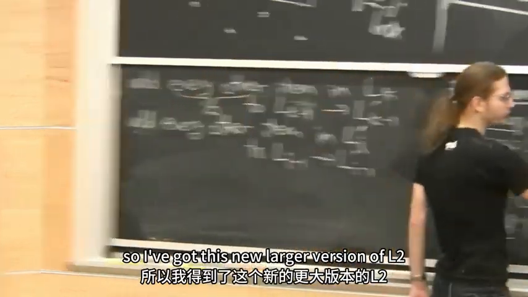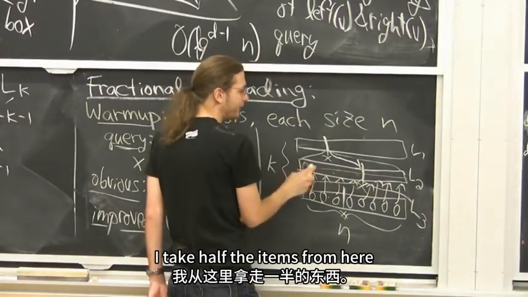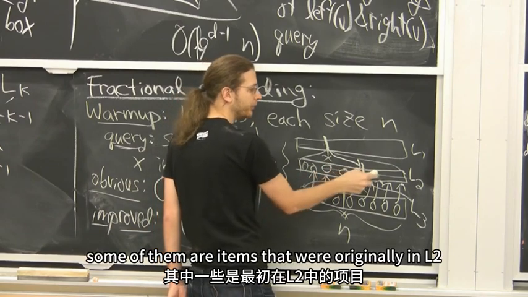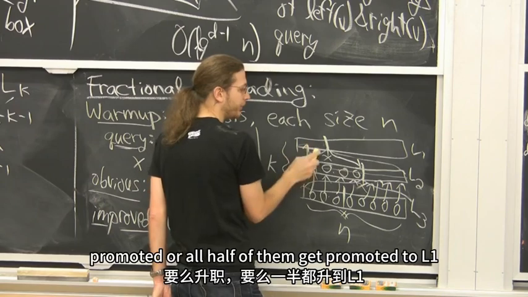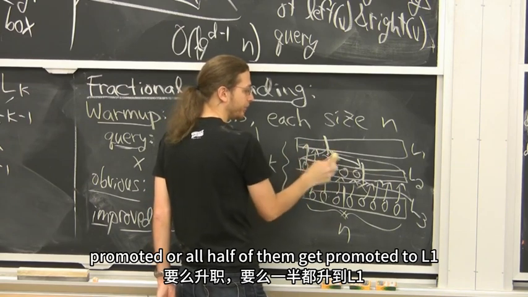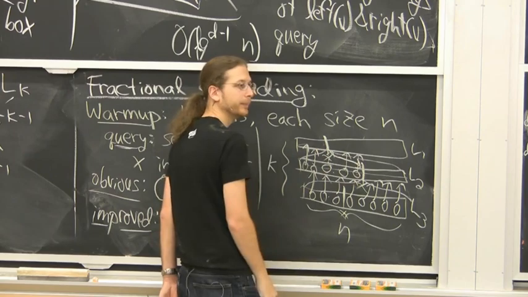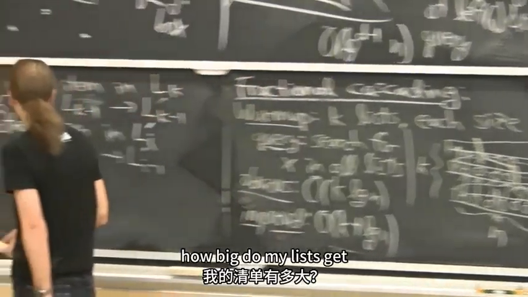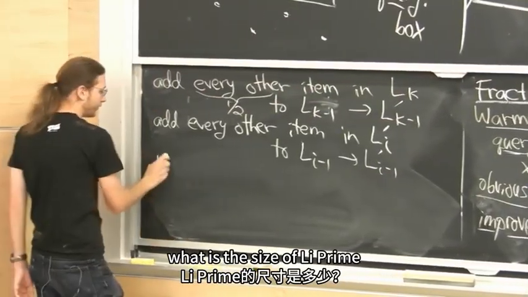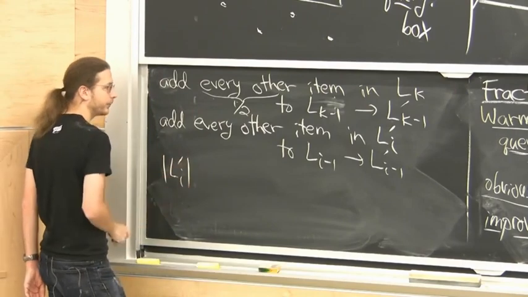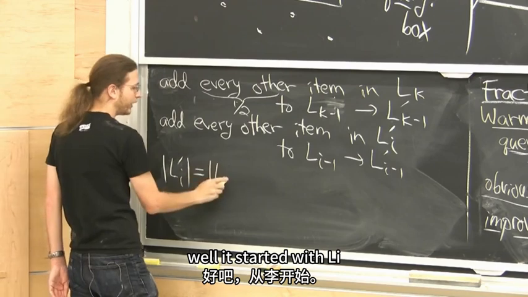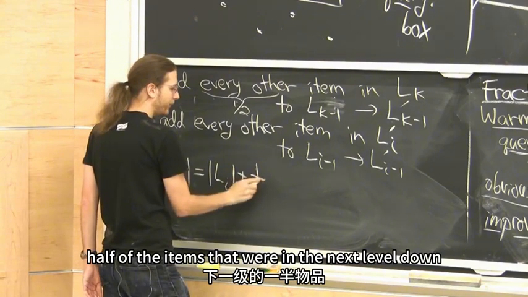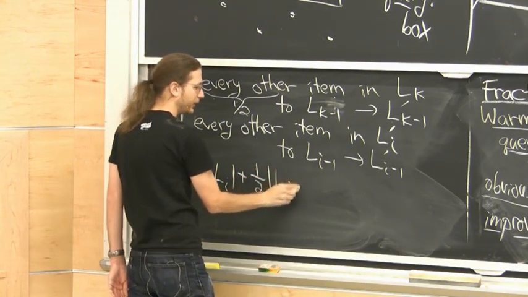So I've got this new larger version of L2. I take half the items from here. Some of them may be items that were in L3, and some are items that were originally in L2. But all of them get promoted, or rather half of them get promoted to L1. And so I keep promoting from the bottom up. How big do my lists get? What is the size of Li prime? Well, it started with Li, and then I added half of the items that were in the next level down, Li plus 1.